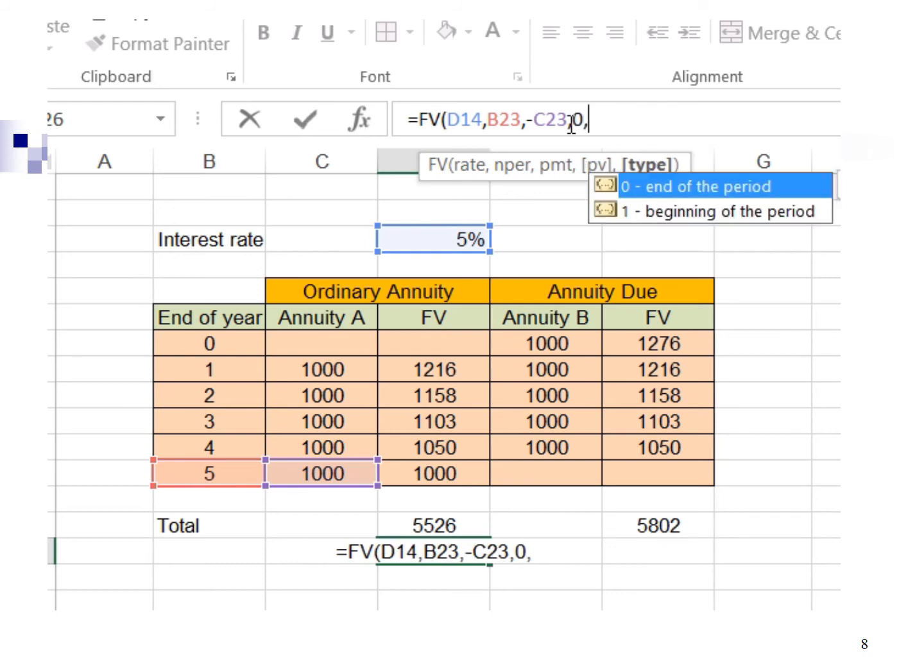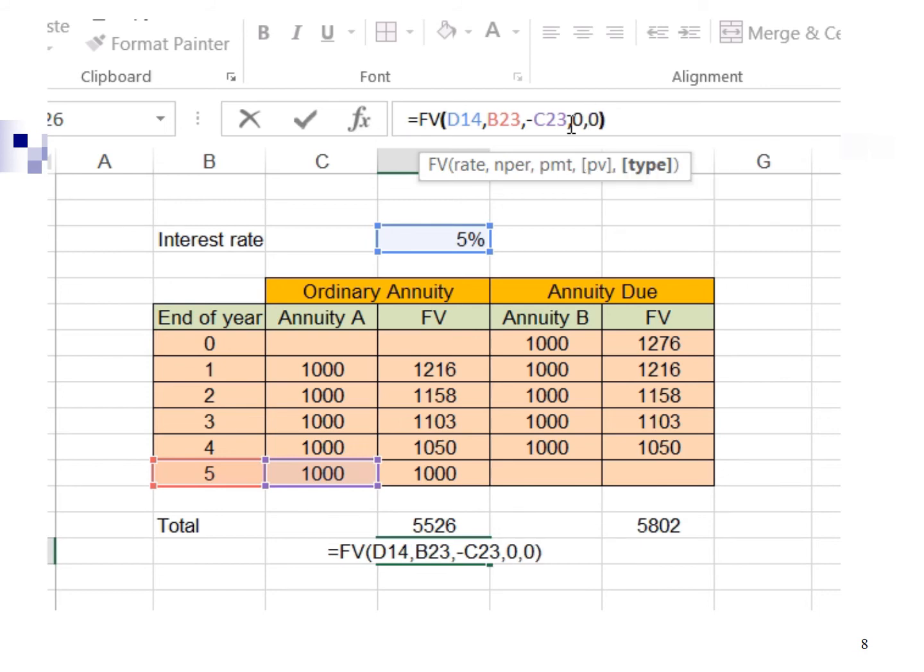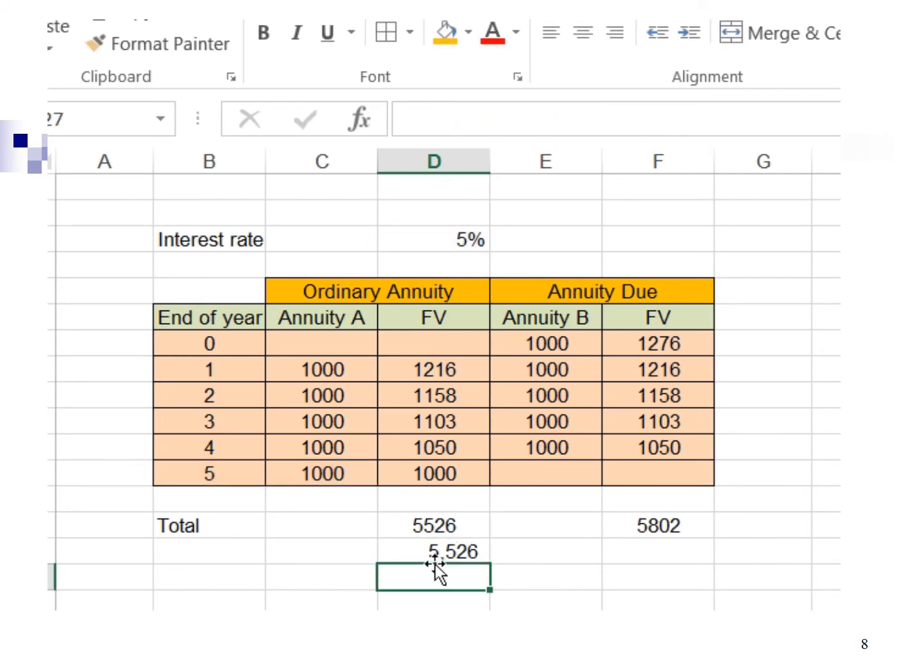Next, type comma. Present value is equal to 0, so I type 0 here. Comma. This is an ordinary annuity with cash flow occurring at the end of the period. Therefore, I should type 0 for ordinary annuity. Close bracket. And here is the answer. The answer is the same as using the formula.